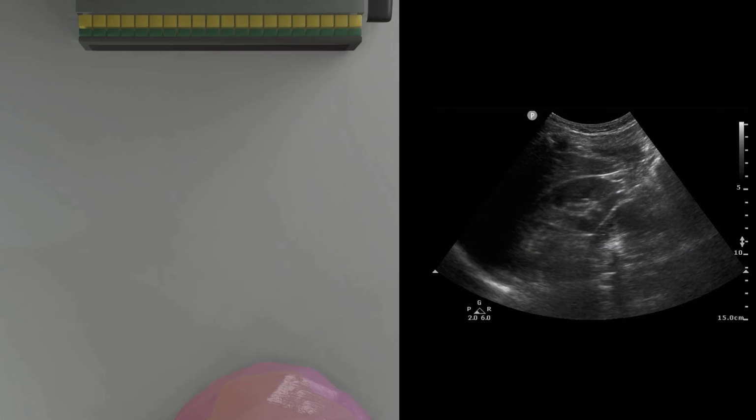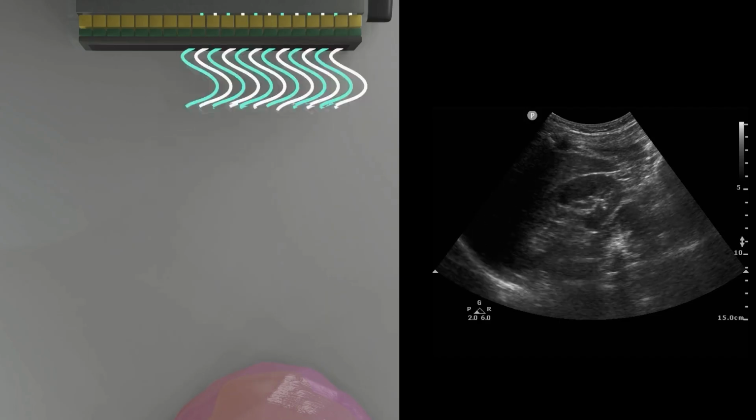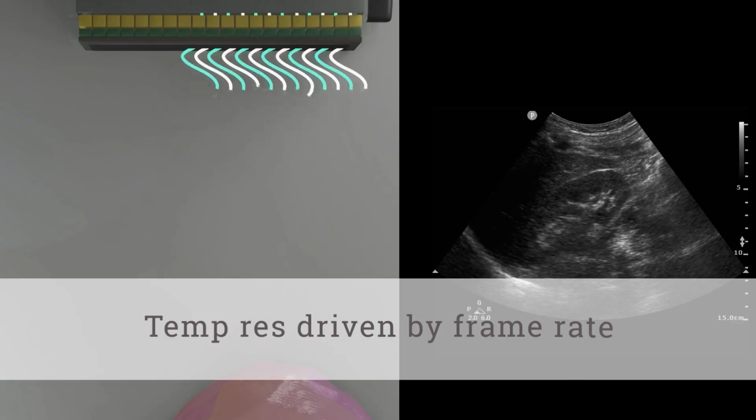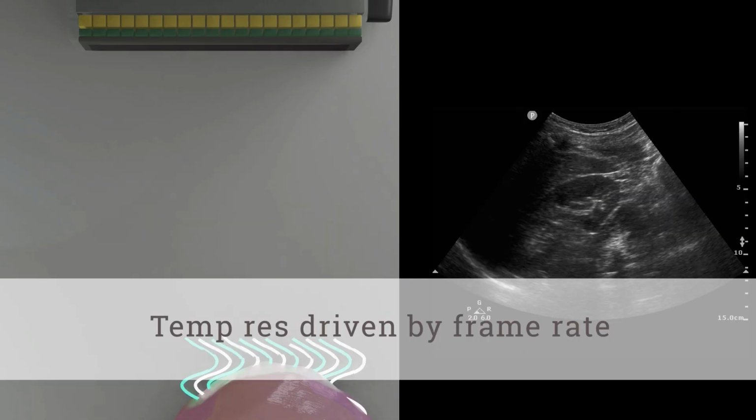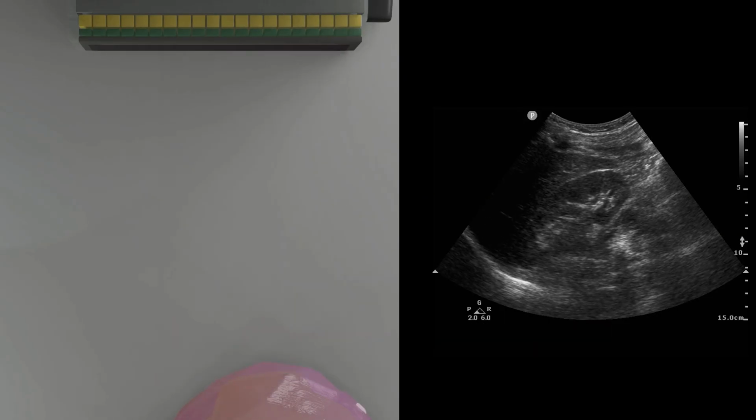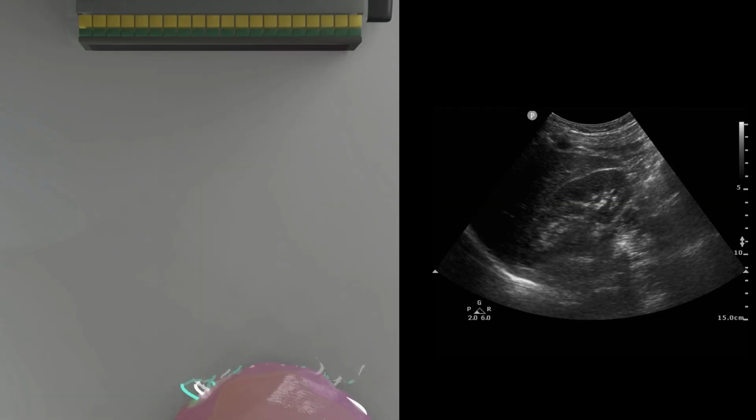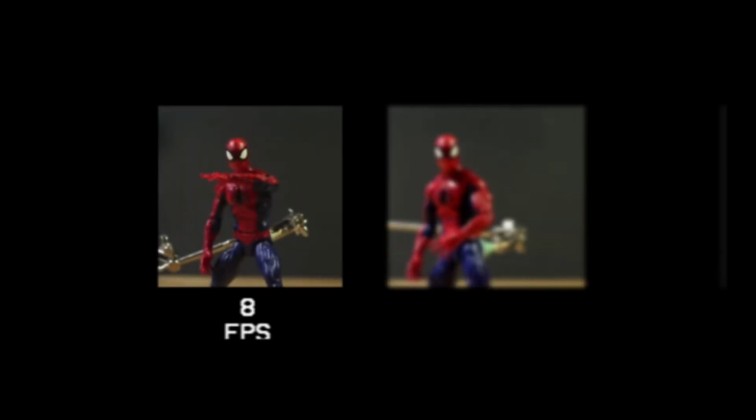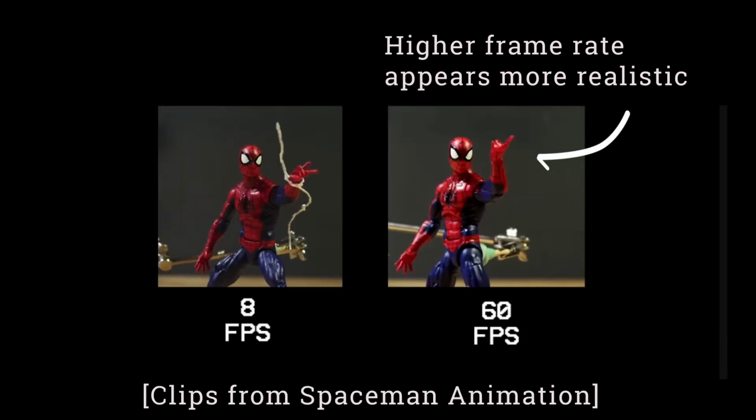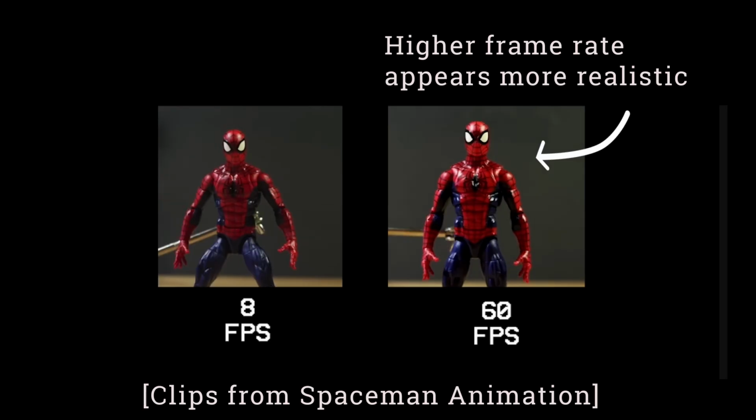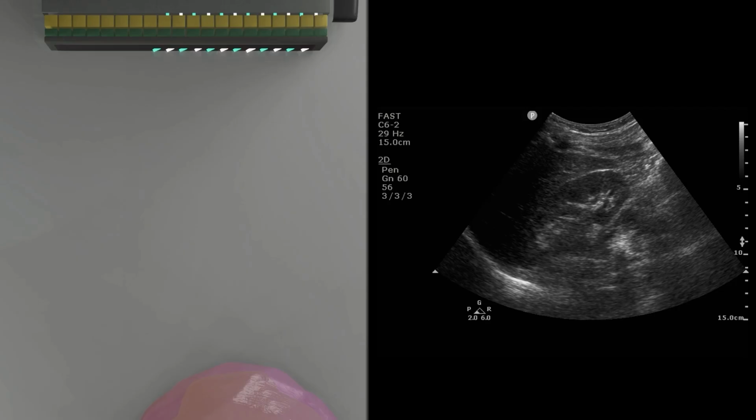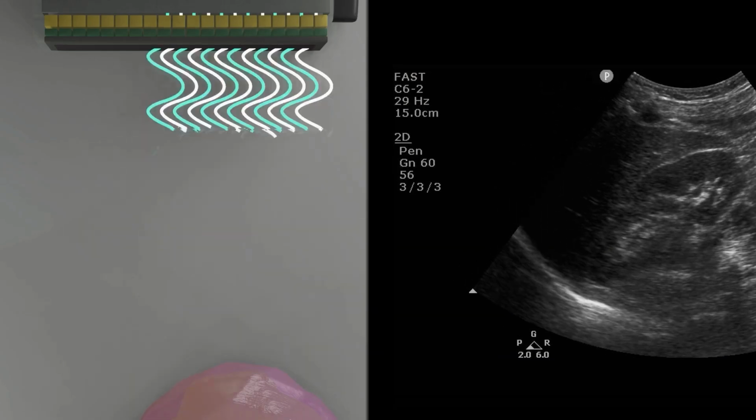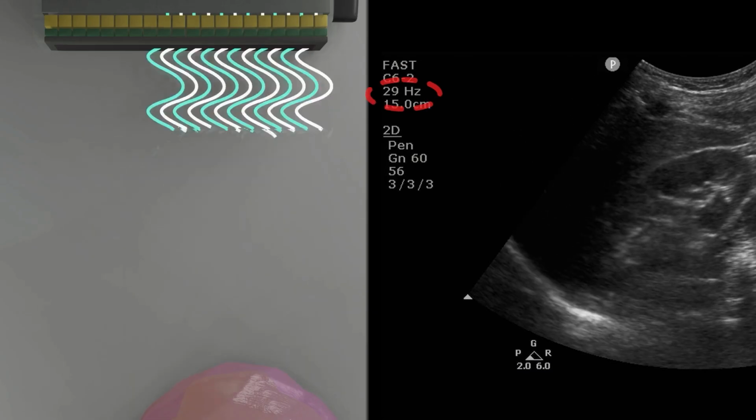What we see on the ultrasound display is a sequence of these generated frames. Temporal resolution is driven by the frame rate, which is the time it takes to go from one frame to the next. In this sense, we would want a high frame rate. Think of a movie with a low versus a high frame rate. The high frame rate appears more realistic because it offers a smoother transition and one in which you can tell where objects are at any point in time. The frame rate will likely be displayed in your ultrasound system, as in this case.